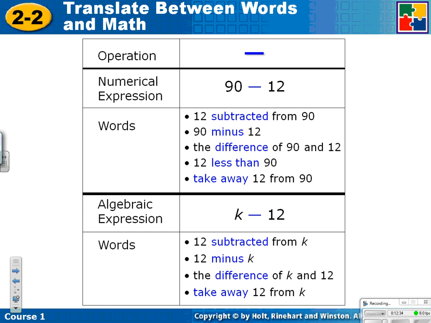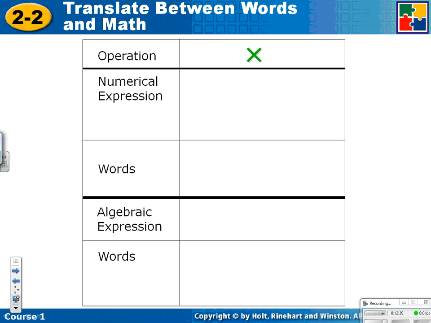Again, that's the same thing. K minus 12. 12 subtracted from K, all of those.